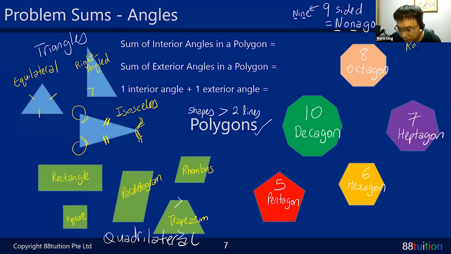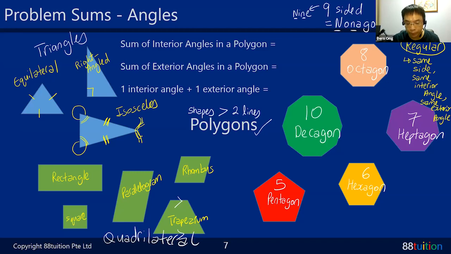Regular. When you see this word regular, it means what? It means they have the same side length. Same interior angles. And also the same exterior angle. So it simply means they are the same lah. So the meaning of regular, when you see this word regular, is very important.